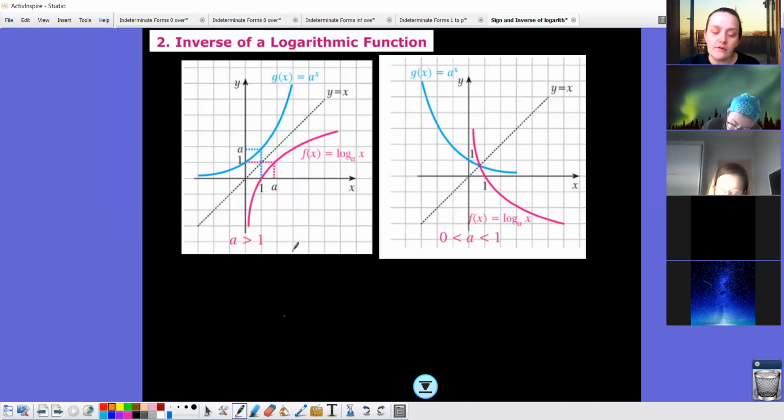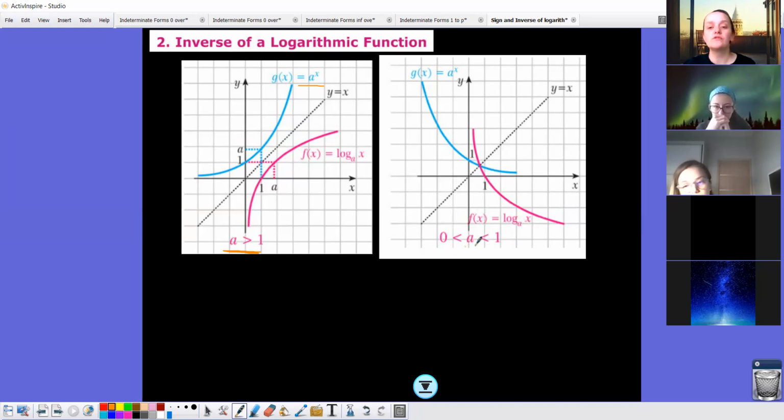Look, this is the graph of logarithm. When your a is greater than 1, this is the graph. The inverse of this one, logarithm of x to the base a, will be this, the symmetry of it, which will be a to the power of x. So the inverse of a logarithmic function will be an exponential function, okay?